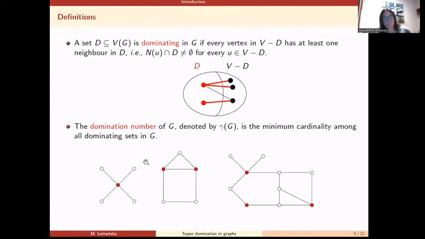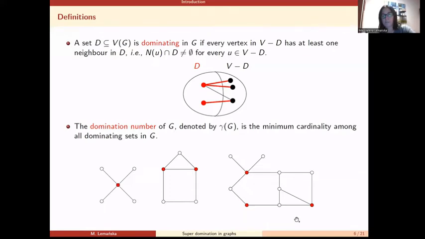In the first graph, the domination number of this graph is equal to 1, and this central red vertex of this star dominates the whole graph. And of course, this is a minimum dominating set because it's not possible to find a dominating set of cardinality less than 1. Here in this graph, it's also quite easy to observe that no single vertex can dominate this graph, but two vertices are enough. So these two red vertices dominate this graph because every white vertex has a red vertex as a neighbor. So here we have an example of a dominating set of cardinality 2.